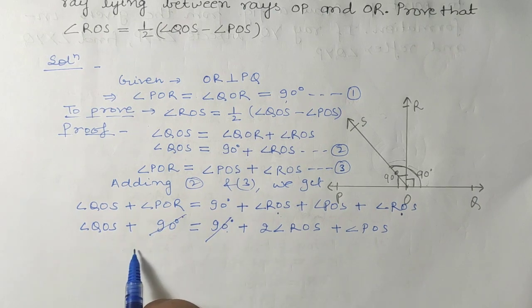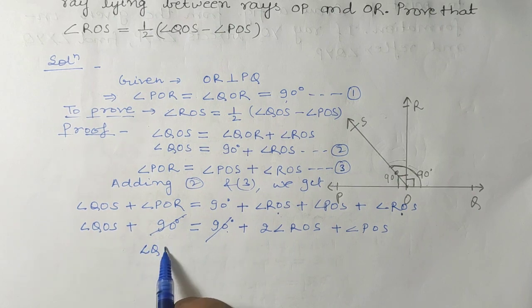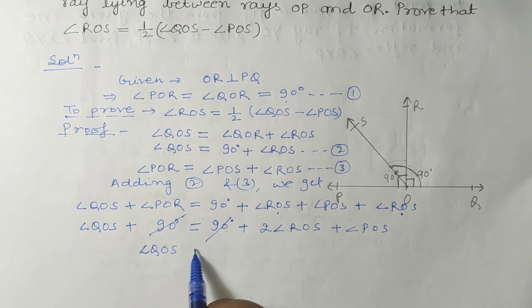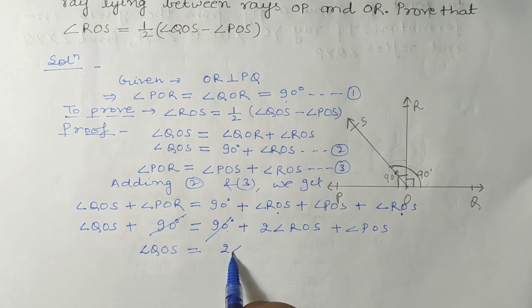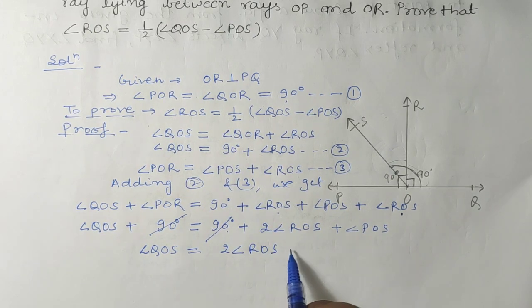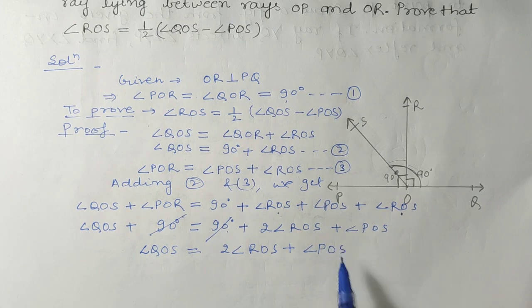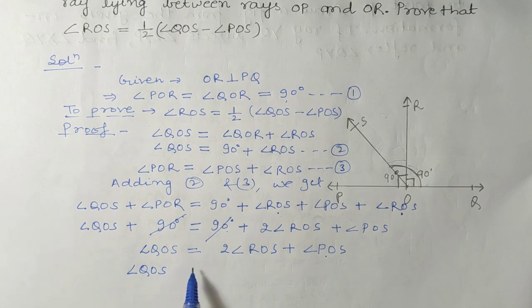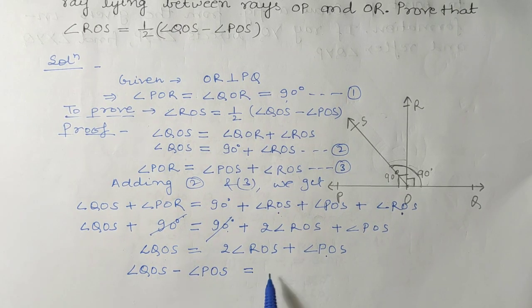Now what is left in the left hand side? Angle QOS. And in right hand side what is left? 2 into angle ROS plus angle POS. Okay, now shift this POS to this side, means to the left hand side. So what is there? Angle QOS, and now this POS is coming with negative sign, angle POS. What is left? 2 into angle ROS.